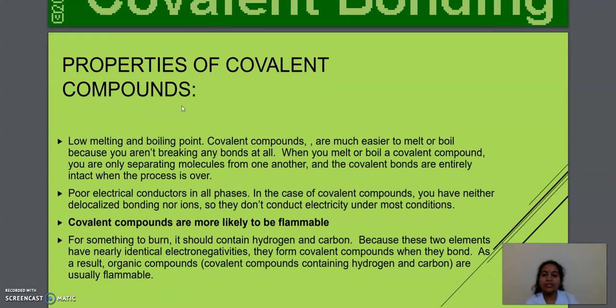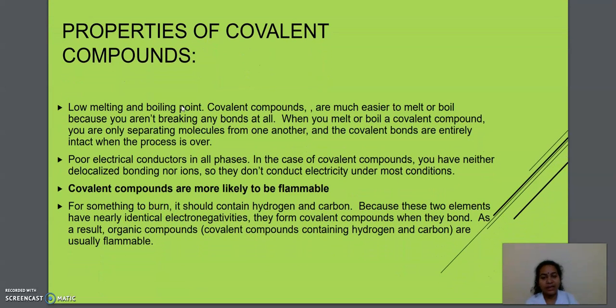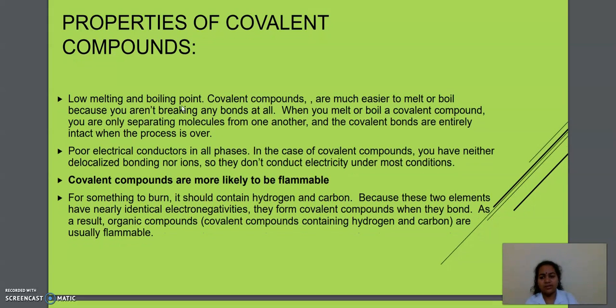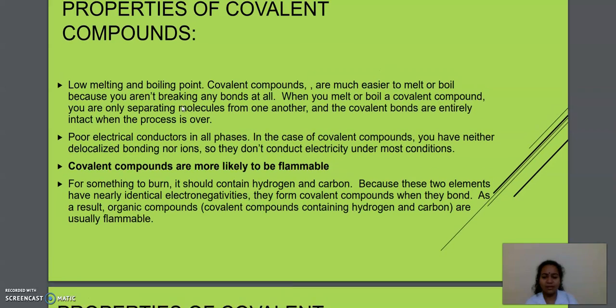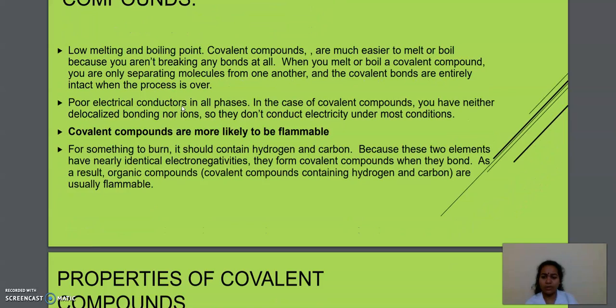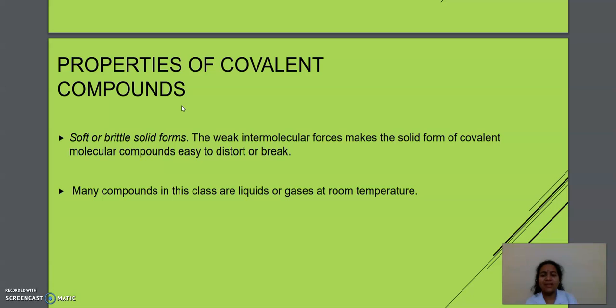Then let's check the properties of covalent compounds. They have low melting point and boiling point. They are flammable. They are poor conductors of electricity and heat. So these are the properties of covalent compounds. They are soft, bitter solids. Many compounds are liquids and gases at room temperature.